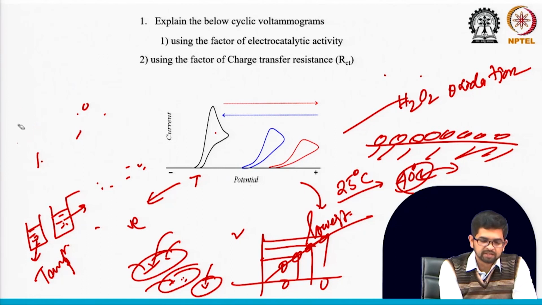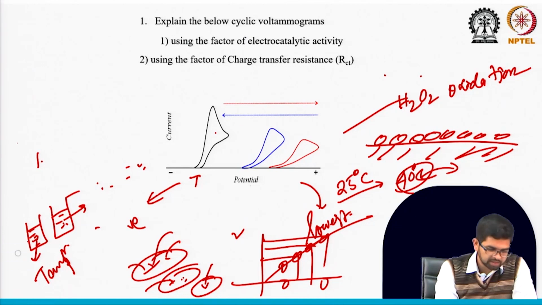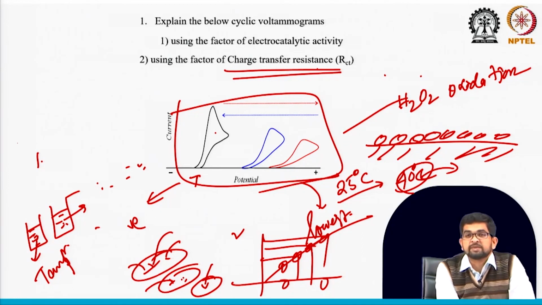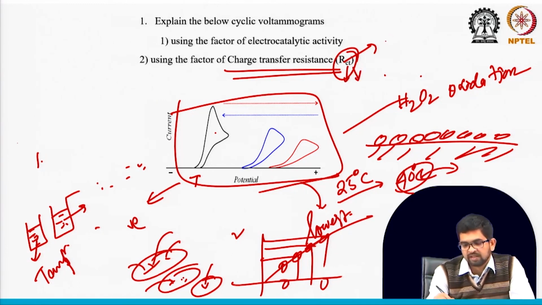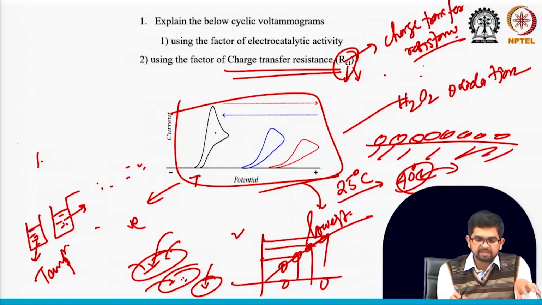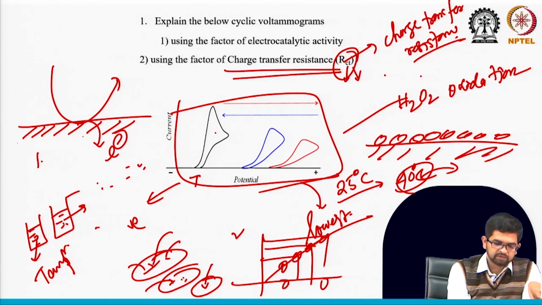In the second part, I wanted to discuss that this cyclic voltammogram change you have to explain in terms of charge transfer resistance, RCT. R means resistance, C means charge, T means transfer. So this is charge transfer resistance, right? You know that this factor depends on how fast your electron transfers through the electrode surface.